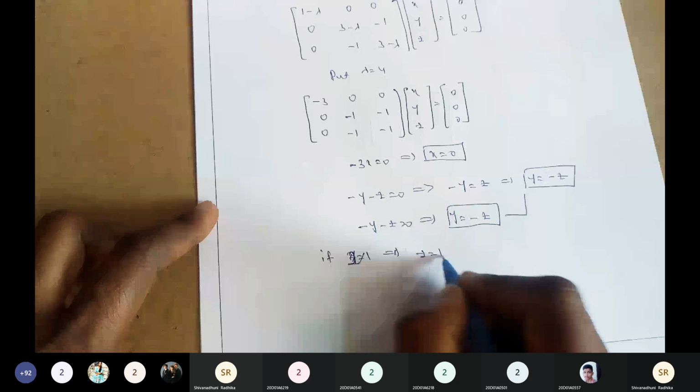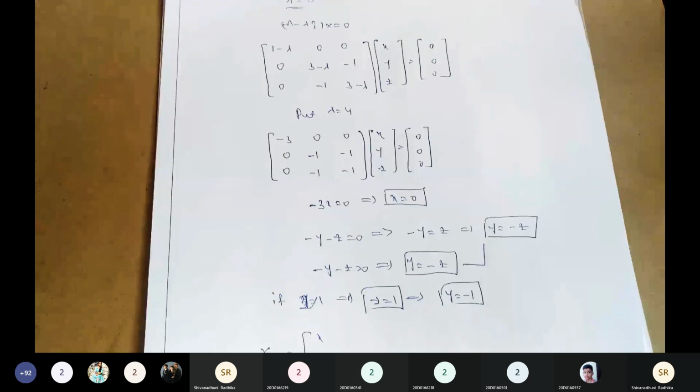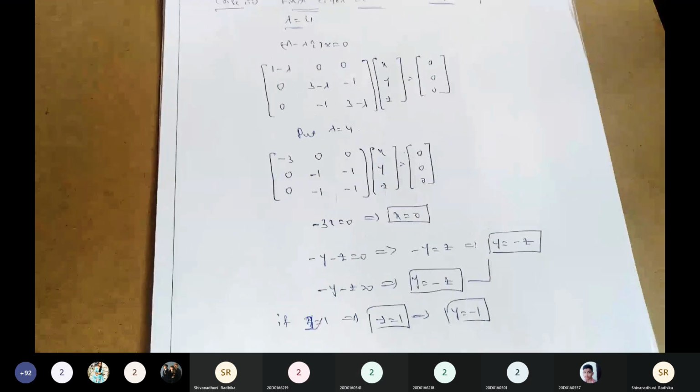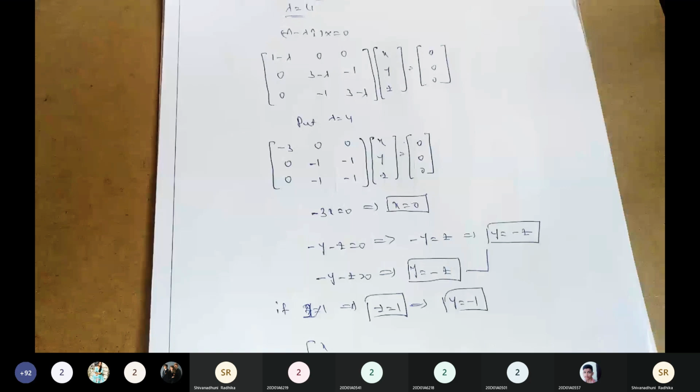Then x3 equals to xyz. What is x3 here now? The x value is 0, the y value is minus 1, the z value is 1. Completed all the three eigenvectors? Any doubts?